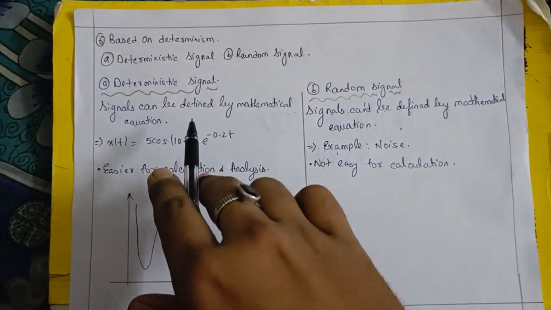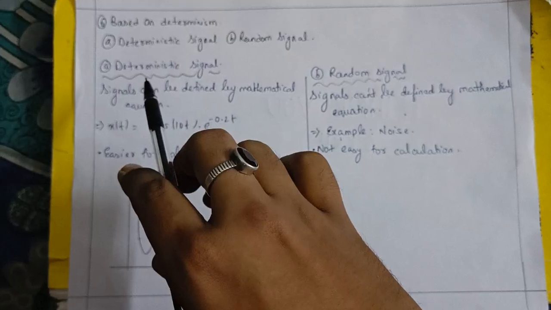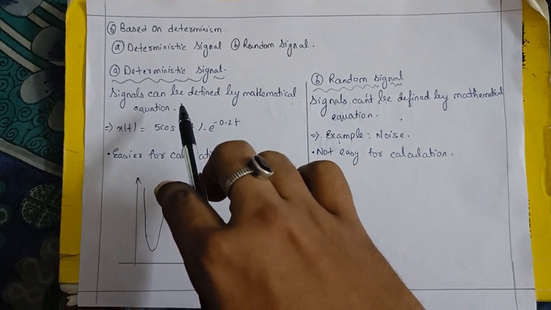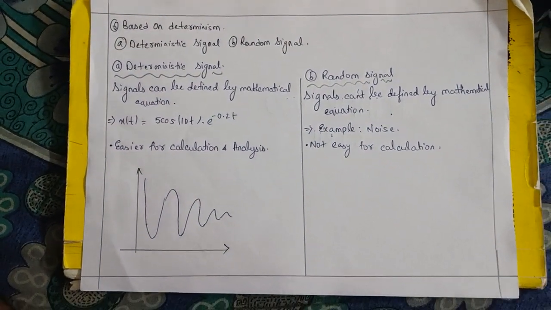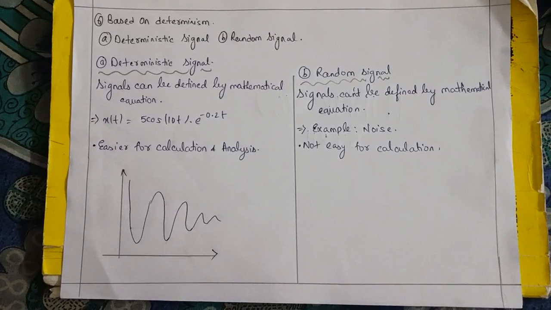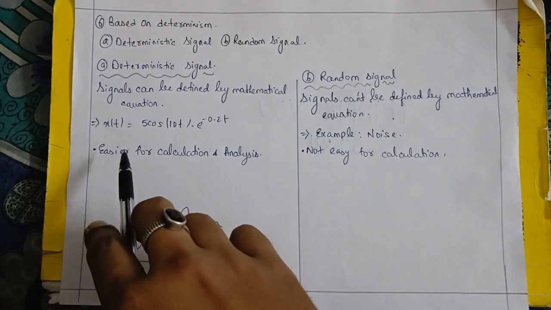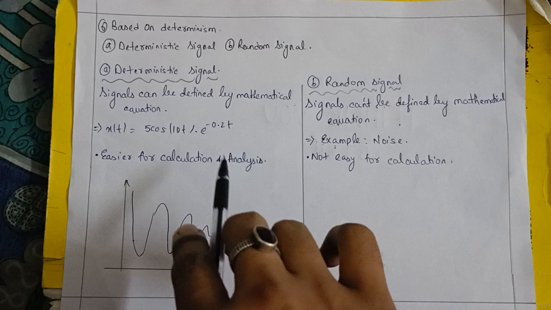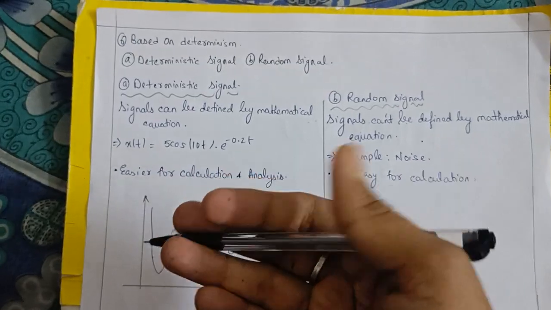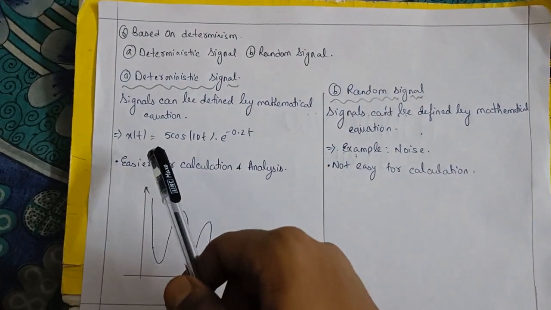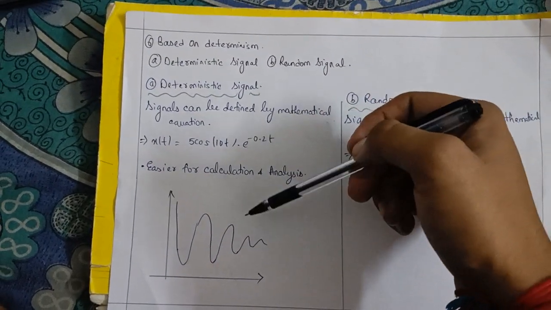This is the last type of signal, based on determinism: deterministic signal and random signal. Deterministic signals are signals that can be defined by a mathematical equation. You can see the example of this: x(t) is equal to 5 cos 10t times e to the power minus 0.2t. This is a general example. It is easier for calculation and analysis, as you can see from the graph of the function mentioned above.